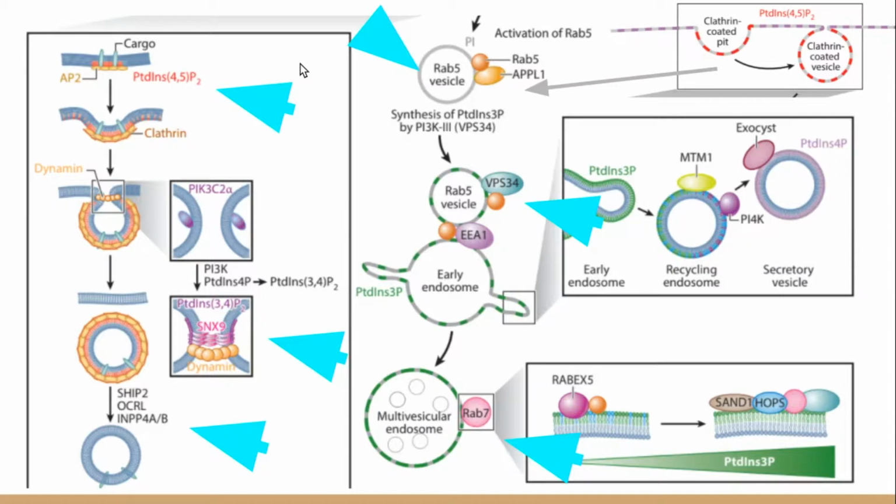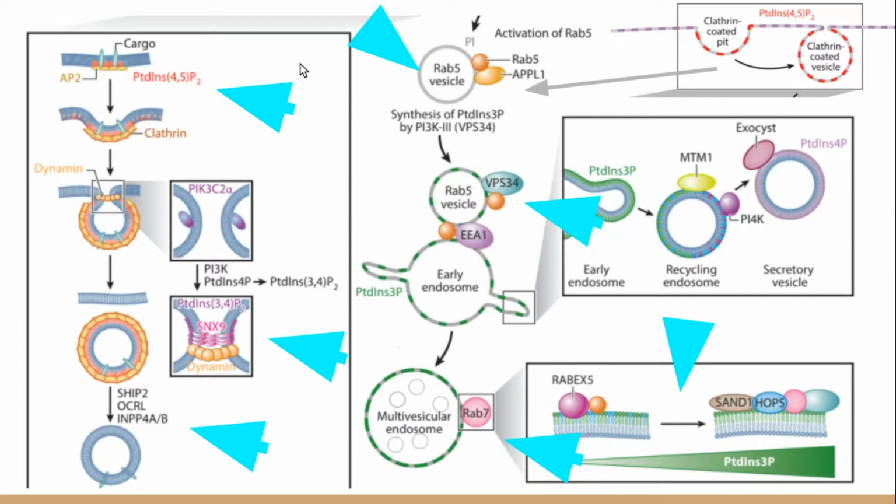Rab5 positive vesicles are actually called early endosomes, and late endosomes are Rab7 positive. So these Rab proteins are actually used in the definition of what we call an early or a late endosome. So our definition of what makes an endosome early or late is dependent on either it being Rab5 positive or Rab7 positive.